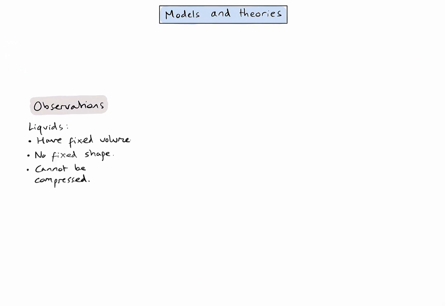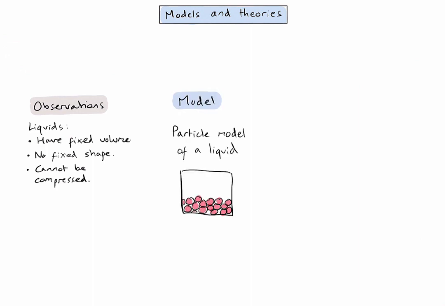Let's start with an example considering some observations we might make about liquids. They have a fixed volume, no fixed shape, and cannot be compressed easily. The most common model that we might see to help explain these observations would be the particle model of a liquid. And in this simple diagram, the red particles in the box might be representing atoms or molecules or ions in the liquid state.